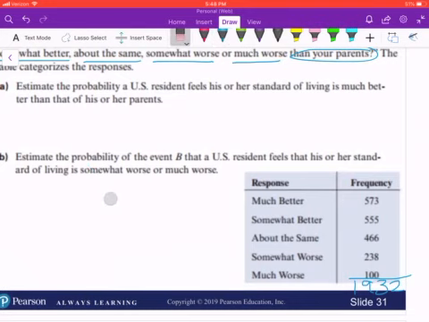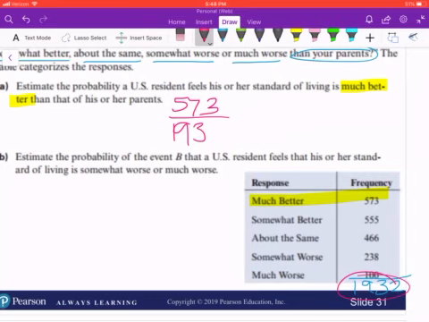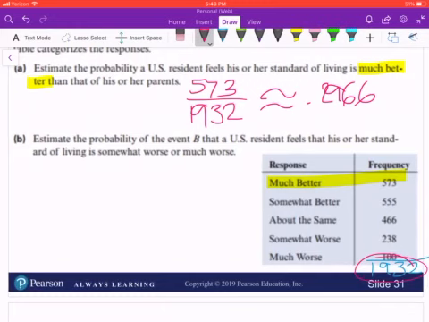So to answer the first question here, estimate the probability that a U.S. resident feels his or her standard of living is much better than that of his or her parents. For much better, we have 573. So the probability will be 573 divided by the total, which we calculated by adding, 1,932. And so that will give us approximately 0.2966.